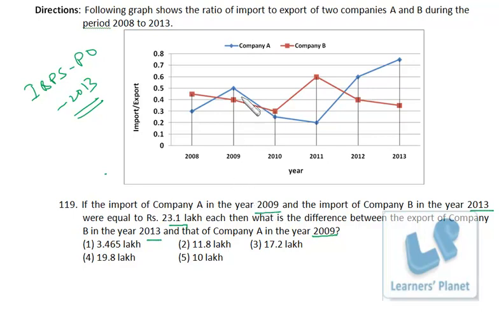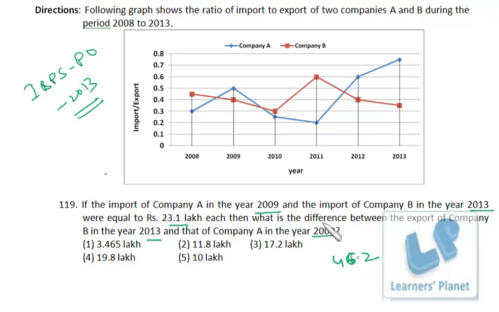In 2009, the import export ratio of company A is 0.5, right? That means import is 50% of export. So import here is 23.1, that means export must be 46.2. That is the export of company A in year 2009.